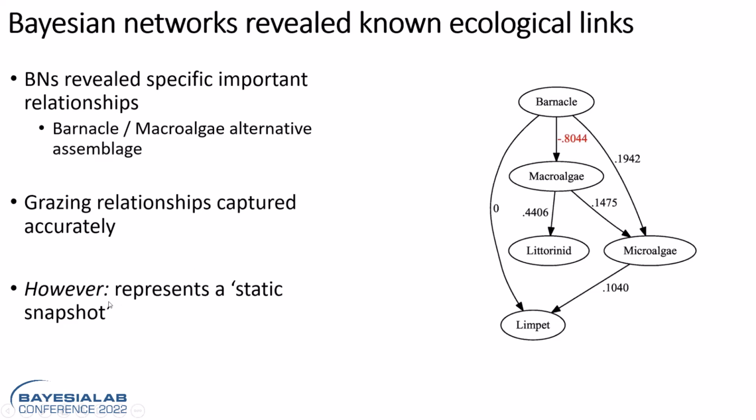However, we should also note that this network represents a static snapshot of your system stability, right? Because if you were to take repetitive observations over time, this grazing relationship, for example with limpet and microalgae, could also be a feedback loop where limpets will reduce the number of microalgae over time. Hence, there could also be a negative relationship. And the same can be said about littorinids and macroalgae, because littorinids over time can also reduce the amount of establishing macroalgae. So that's one thing to keep in mind.